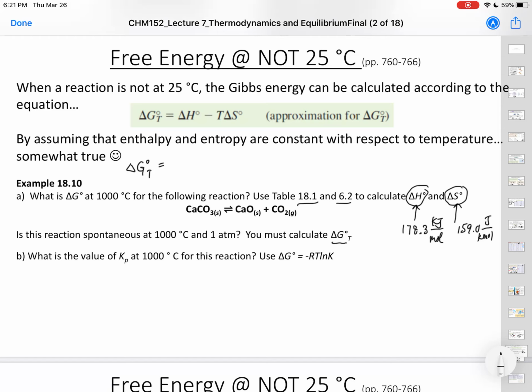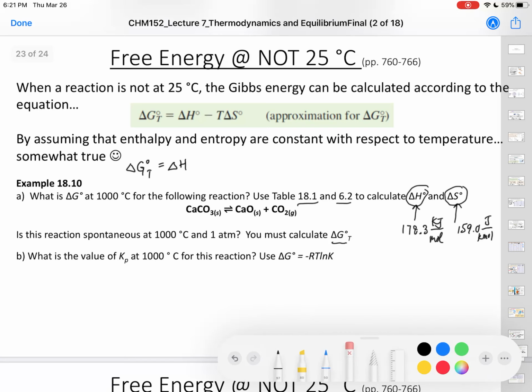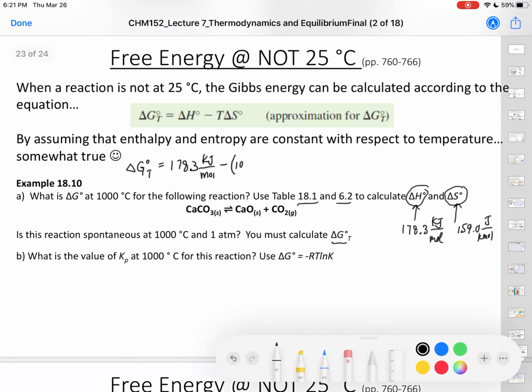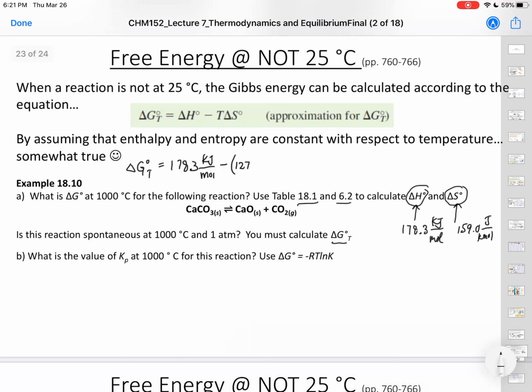You're going to get delta G of T is equal to delta H. So let's just plug in delta H actually, because we know what delta H is. Delta H is 178.3 kilojoules per mole. Okay, and we're going to subtract, and T is 1,000 degrees plus 273, so 1,000.